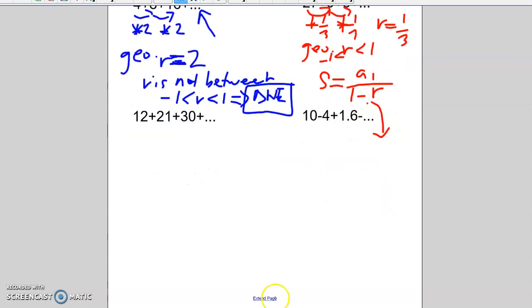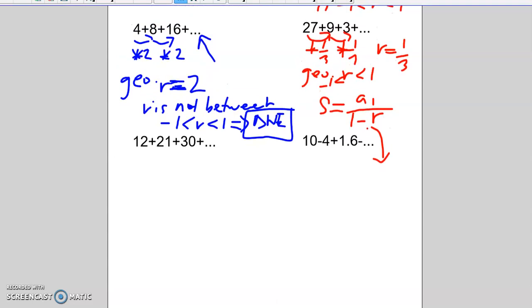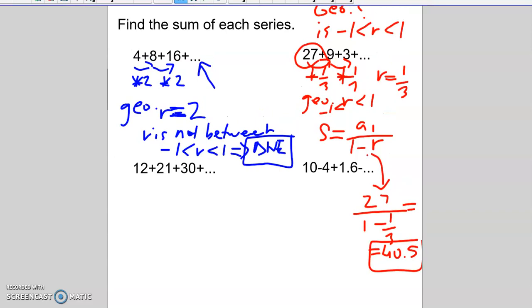So in this case, my a sub 1 value is the first term. My first term is 27, and then 1 minus 1/3 is 2/3. So 27 divided by 2/3 is 40.5. So that is my sum. That's really fascinating, amazing. The first time I saw this, I was really surprised. If we keep adding an infinite number of terms, it's going to go towards 40.5.